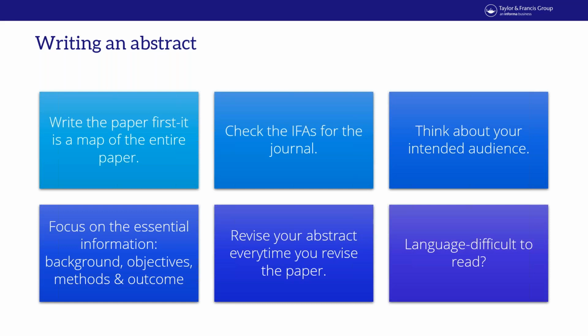Now, if you end up revising your paper after you've written the abstract, such as during the peer review process, make sure to review and revise your abstract as well, because you may have changed something in your paper, a really essential bit of your paper that needs to be captured in that abstract. And then lastly, read it out loud and have others read it for fluency. If your abstract is difficult to read, it's unlikely that people are going to click through to the article because they're going to think the article is also difficult to read and understand.